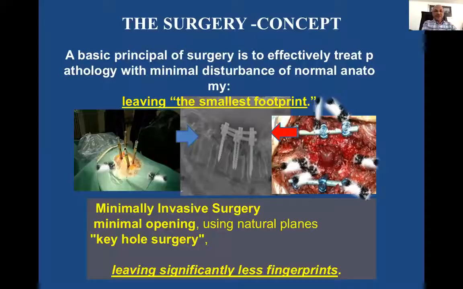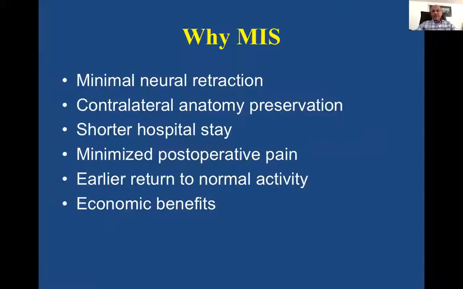MIS is keyhole surgery. What you're doing is trying to use natural planes, so leaving significantly less footprints if at all possible. Why MIS? This debate has been going on a long time, but we know that there's minimal neural retraction, contralateral anatomy could be preserved if you're doing one side, shorter hospital stay. We know this is proven, minimal postoperative pain, and earlier return to normal activity has been shown and confirmed. Economic benefits in some ways, while we are reducing infection and obviously pain, early recovery could also play a role. Having said that, if you have less revisions as well, then economically it could be beneficial as well.